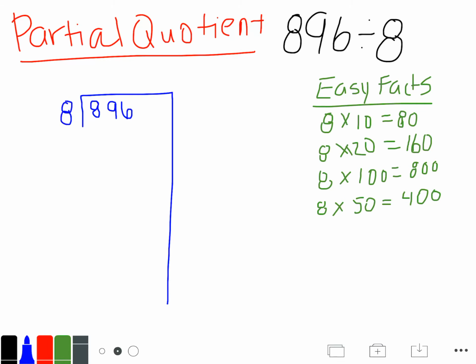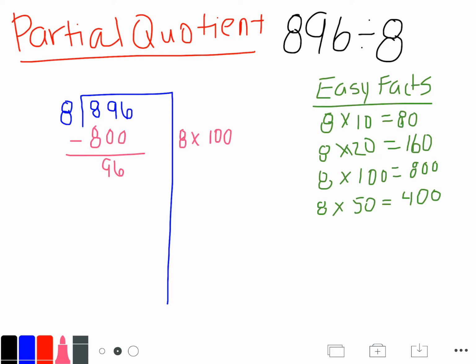So we have 896 divided by 8. I want to think first, what could be something that I could fit into 896 that is divisible by 8? I think about my easy facts. I can do 8 times 100, which would get me 800. So I can subtract that 800 from the 896, and I get 96.